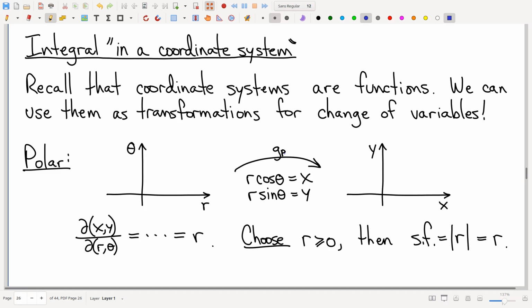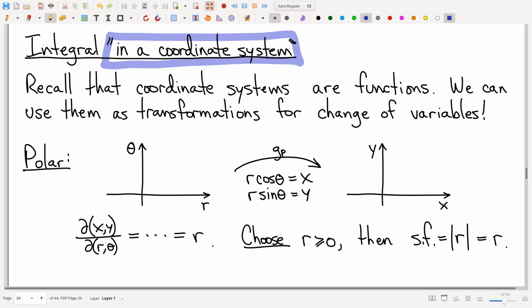Okay, so we're going to talk about what it means to do an integral in a coordinate system. This is a brand new concept. Every integral we've done so far has been what we'll call a rectangular integral. dx, dy, dz, and related.